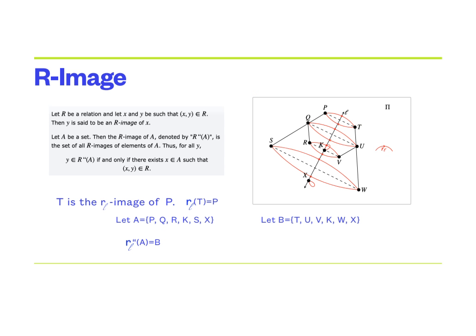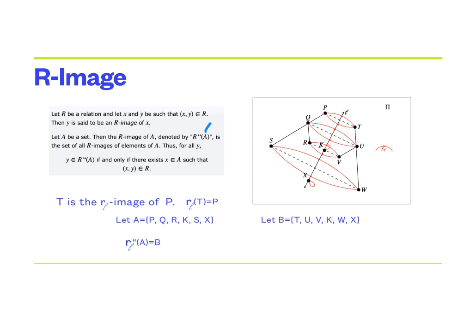On this page, we're going to talk a little bit more about the notation and what is meant by R image. We're going to let R be a relation and let X and Y be such that X, Y, the ordered pair, is an element of that relation. Then Y is said to be an R image of X. Y is the R image of X because it's an element of that relation R. We're going to let A be a set. Then the R image of A is denoted R with this double quote mark of A.